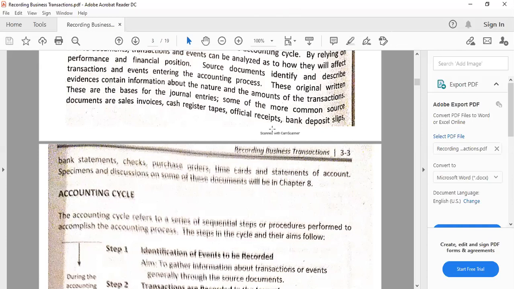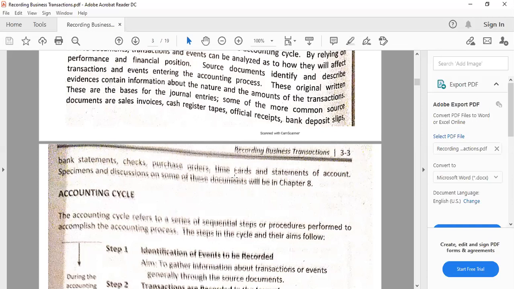Official receipts, I've said already, bank deposit slips for the deposits, bank statements, which would be monthly. For example, if we would like to know what transactions happened between the company and the bank, checks, if we paid through checks or checks coming from our customers for payments. So normally cash in bank. Purchase orders, no commitment yet because we're just making the order.